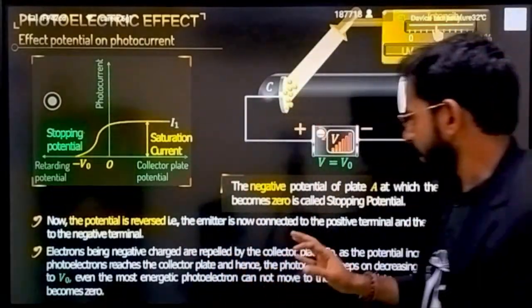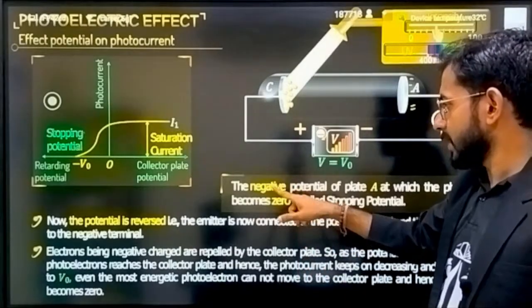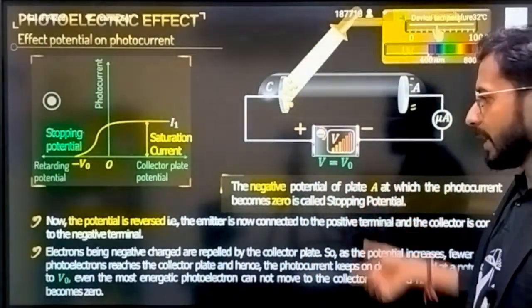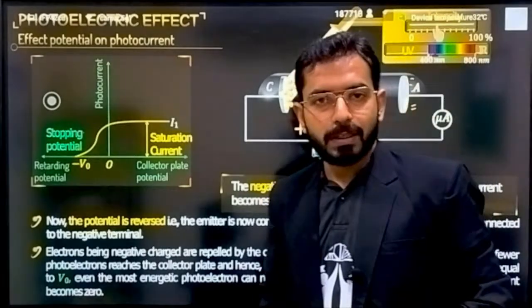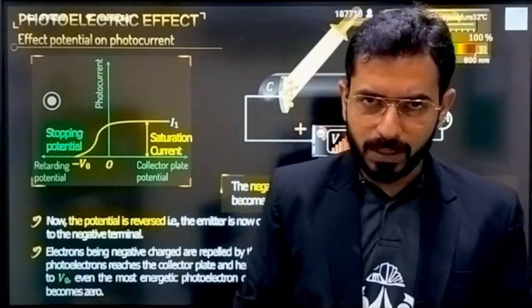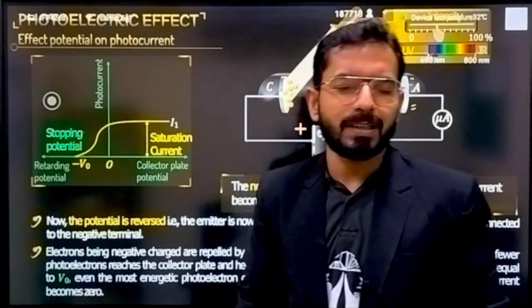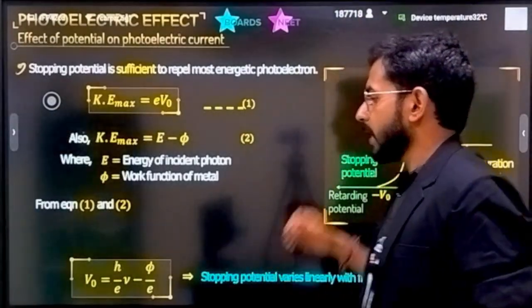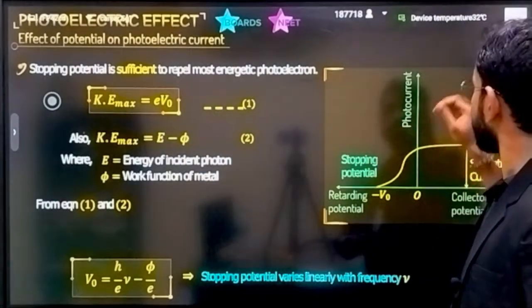So if you are understanding the definition, here it is given: the negative potential of plate A at which the photocurrent becomes 0 is called the stopping potential. Okay, this is the definition of stopping potential. An important thing I will say: whether you are reviewing from a board perspective or a competitive perspective, you should know about stopping potential. Now let's understand how the equation is written.